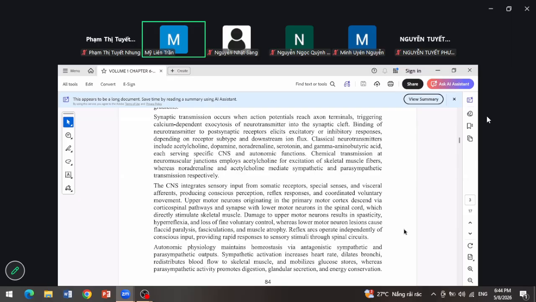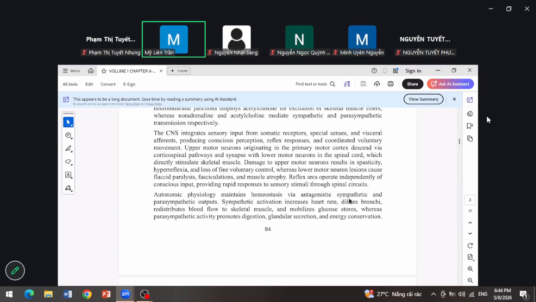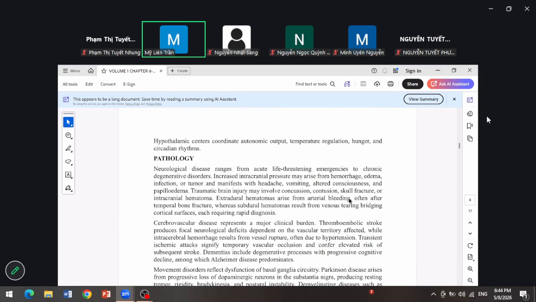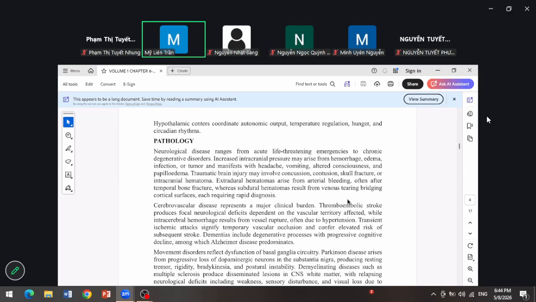Sympathetic activation increases heart rate, dilates bronchi, redistributes blood flow to skeletal muscle, and mobilizes glucose stores, whereas parasympathetic activity promotes digestion, glandular secretion, and energy conservation. Hypothalamic centers coordinate autonomic output, temperature regulation, hunger, and circadian rhythms.